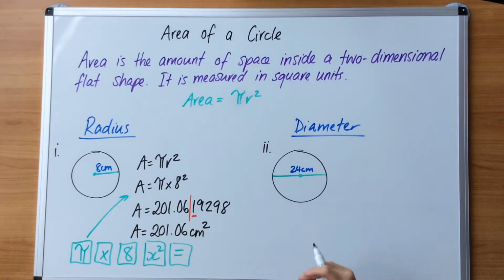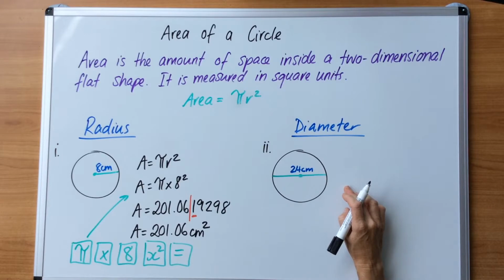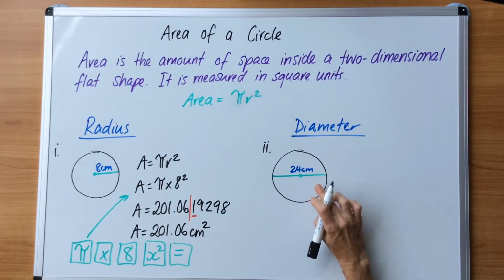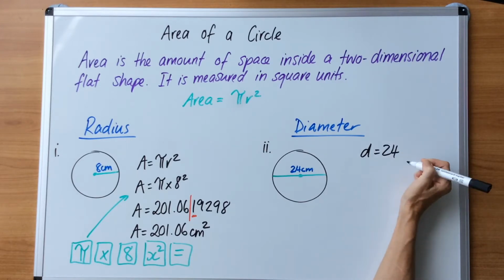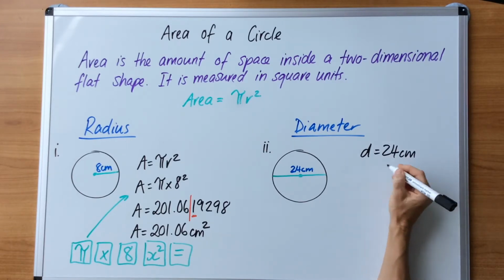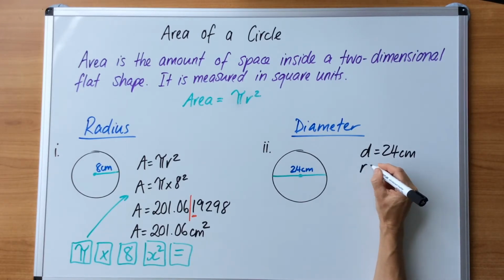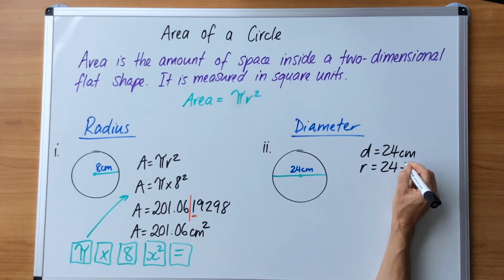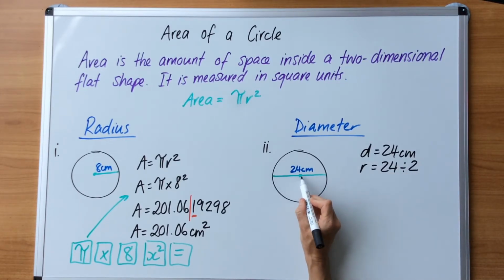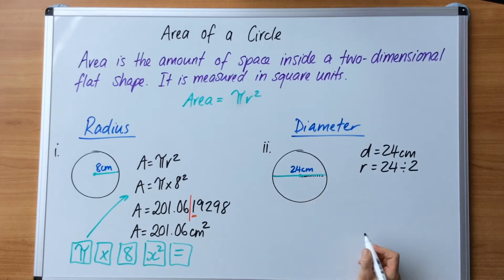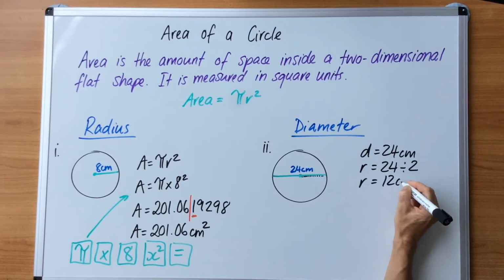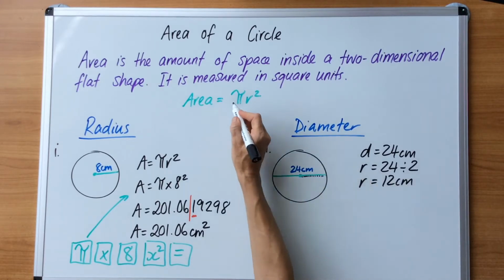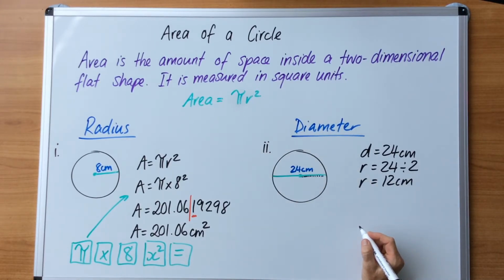Let's take a look at this one here on the right hand side. The first thing we have to do is change the diameter to a radius. So the diameter equals 24 centimetres. And we need to change that. So radius equals 24 divided by 2, because the radius essentially is half a diameter. And the radius equals 12 centimetres in this case. And now we can continue as we would normally do using that rule.